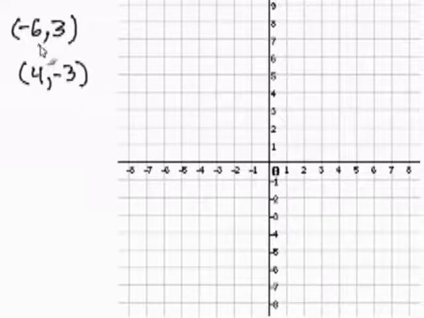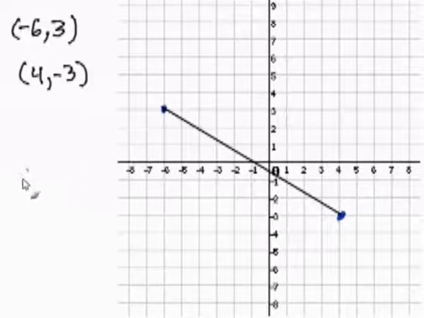So I'm going to plot (-6, 3). (-6, 3) is right here. Then (4, -3). (4, -3) is right here. Now I'm going to connect the 2 points to create my line. And next, I'm going to find the direction of the line.